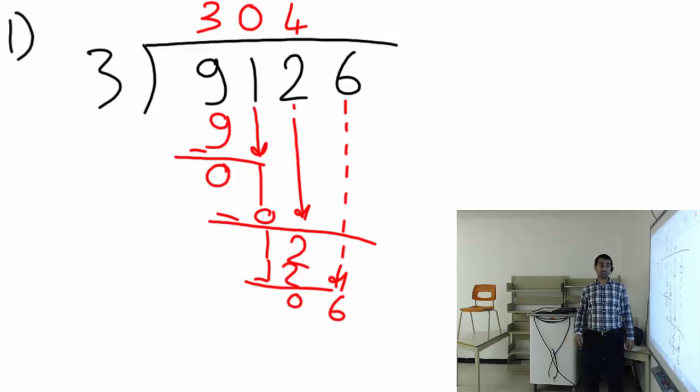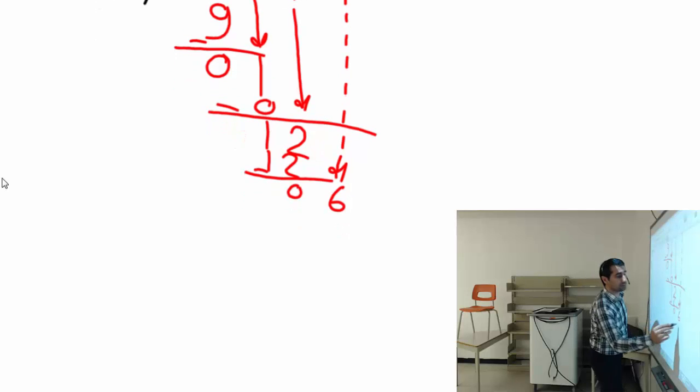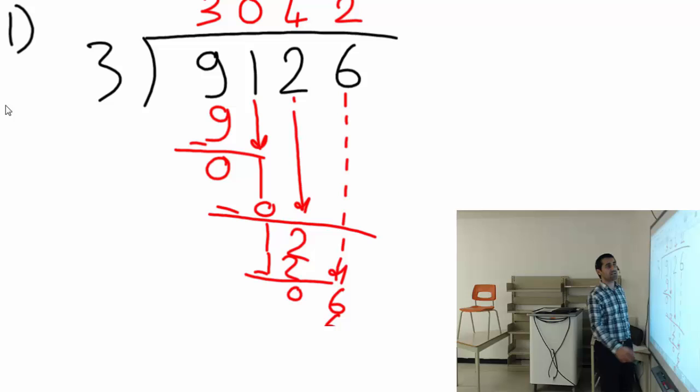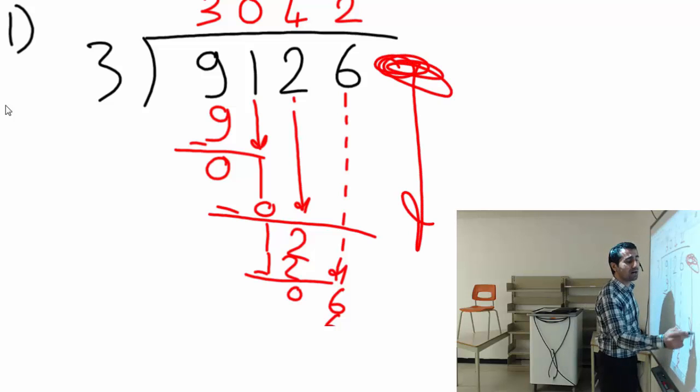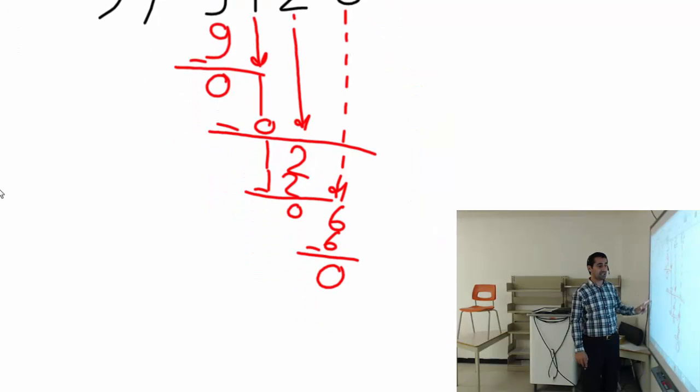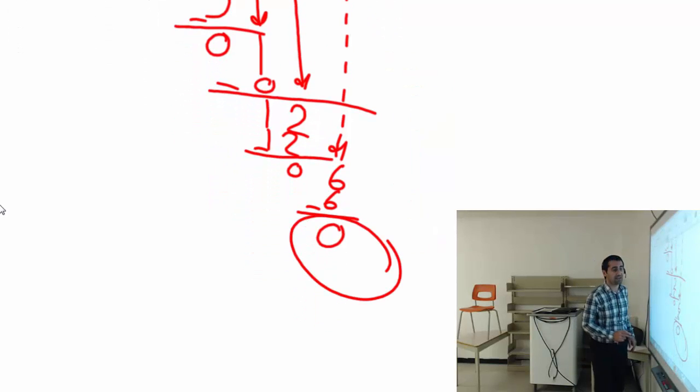So let's talk about 6. In 6, how many 3's are there? 2. So let's write that down. 2 times 3 is 6. You write down 6. Subtract. You got 0. What is left here? Nothing. The number that's left is 0. Is there any number here for you to bring down to divide? No. There is no number to bring down, and the remainder is 0.